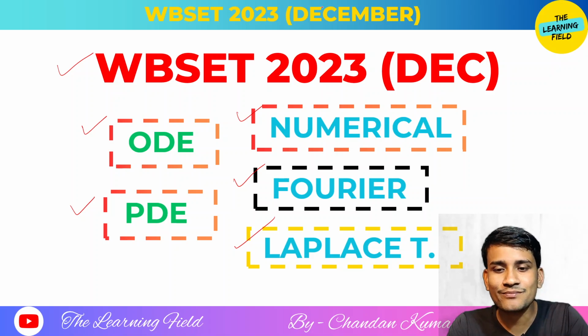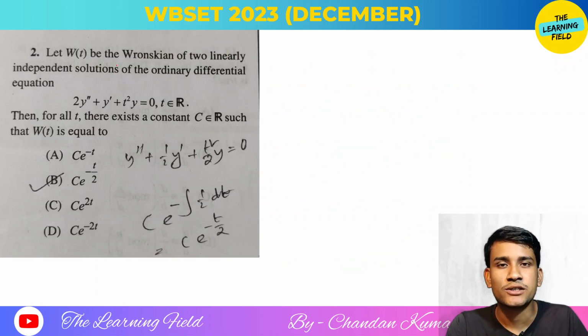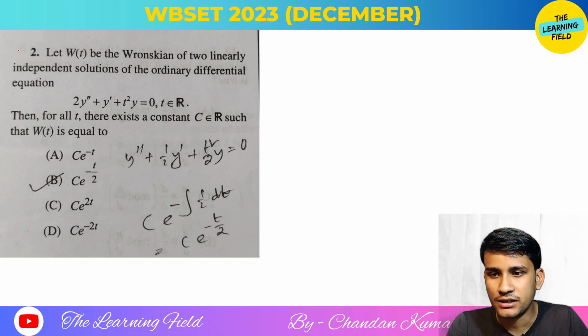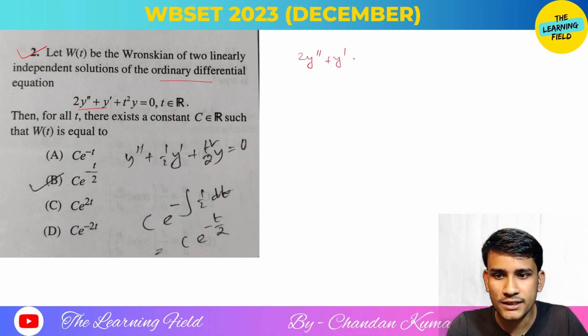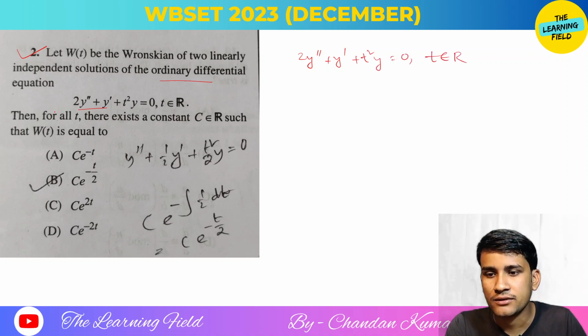So the first question is from ODE. The question says: let W(t) be the Wronskian of two linearly independent solutions of the ordinary differential equation 2y'' + y' + t²y = 0, t belongs to R. Then what is the Wronskian W(t)?